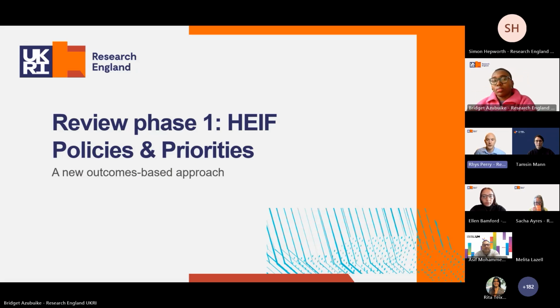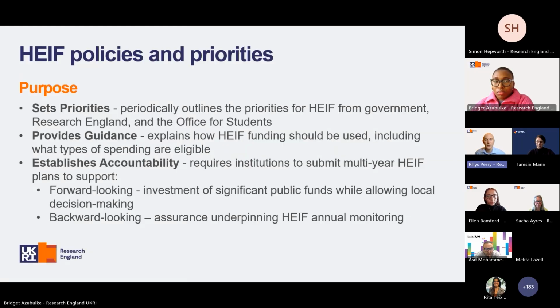We're now going to focus on the recently published policies and priorities and bring out the key new elements that we want to draw everybody's attention to. The policies and priorities for HEIF are set periodically, typically around 5-year intervals, to ensure that HEIF is effectively reflecting changes in the higher education ecosystem. It provides guidance for how HEIF should be used to deliver its intended policy objectives, including what types of spending are eligible. The policies and priorities essentially set the basis for higher education providers to set their long-term strategies for knowledge exchange and how they will use HEIF funding to achieve those.